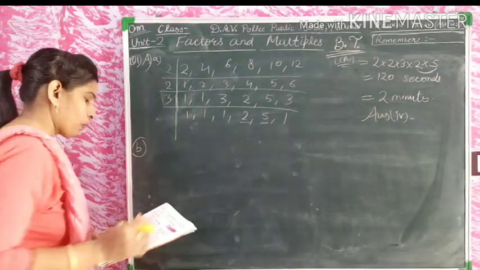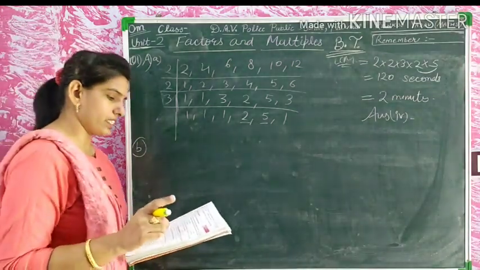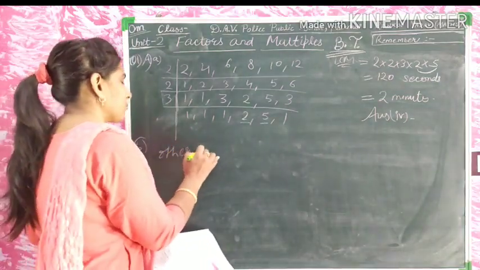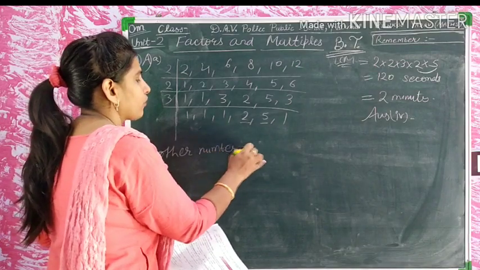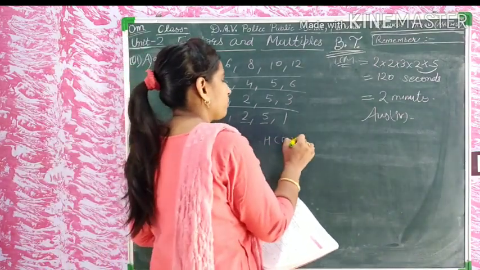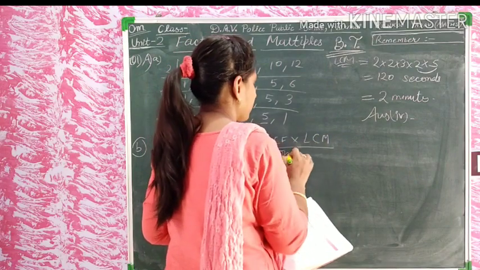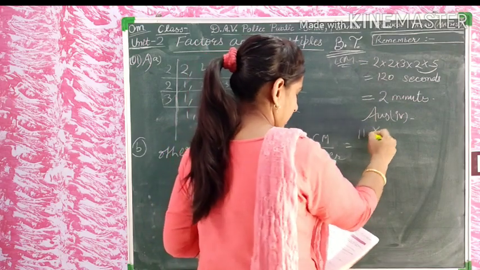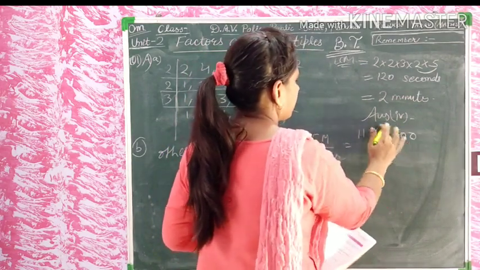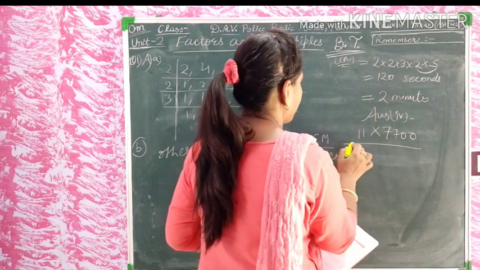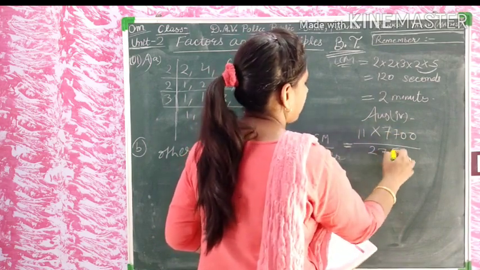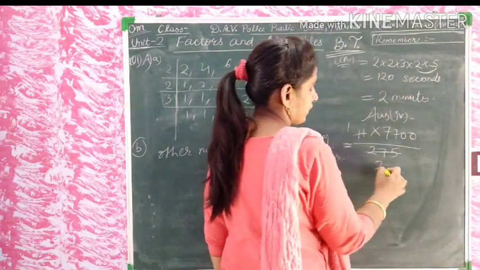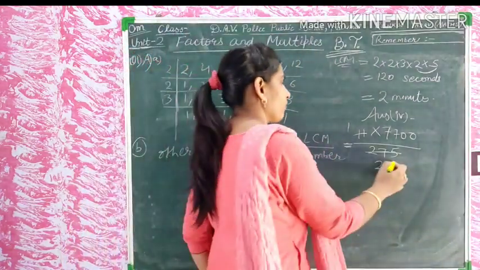In part B, the HCF of two numbers and their LCM is given. One number is given, and we have to find the other number. We have already taken these types of questions. For the other number, we have the formula: HCF into LCM, divided by the one number. Here the HCF is 11 and LCM is 7700, and it will be divided by one number, and that is 275. Is it clear students?